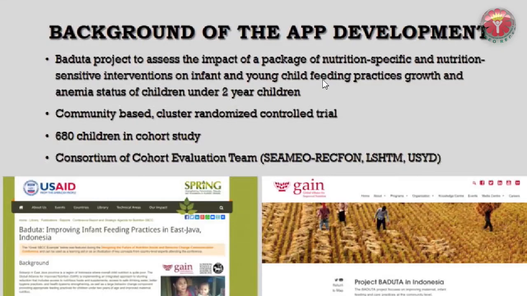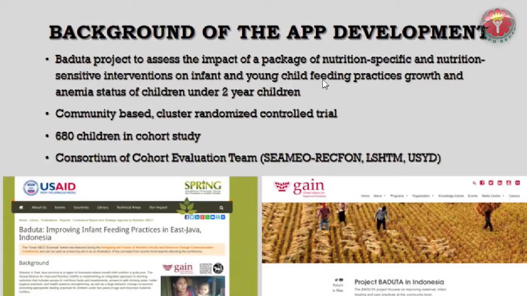Okay, so this is about where our work begins. It is about the Kyaw Htet project. You can Google it. It has a website. It is an integrated package of nutrition-specific and nutrition-sensitive interventions to improve infant and child feeding practices and nutritional status. This is the goal of the project.